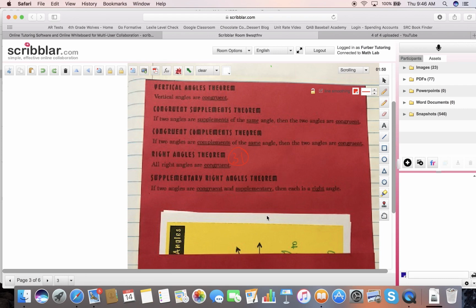Okay, and then the supplementary right angles theorem says that if two angles are congruent to each other, meaning they have the same measure, and they're supplementary, then each of them has to be a right angle. Because if they are supplementary, if one was slightly bigger than the other, they wouldn't be congruent. They have to be congruent to each other. Those would in fact both be right angles because 90 plus 90 is 180. We're going to do a proof of this one as well.